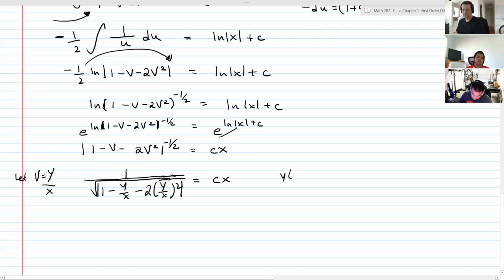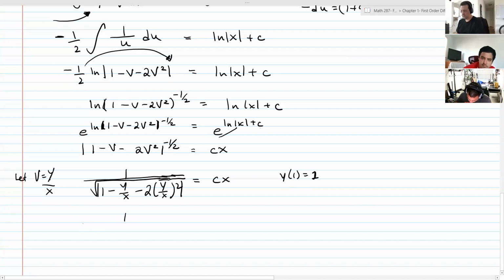And remember that y of 1 equals 1. And that's good. This is the easiest place to do this. So actually finding c right now is going to be a lot easier than finding c later on. Okay. So what we're going to do here is plug in 1 and 1. So y equals 1, x equals 1.